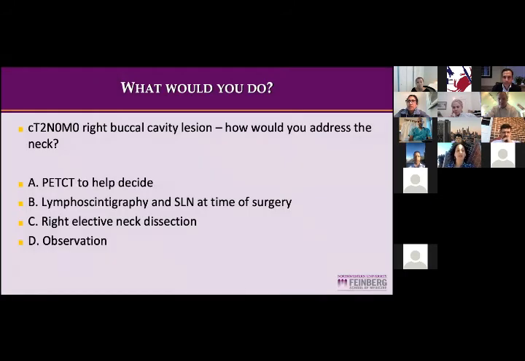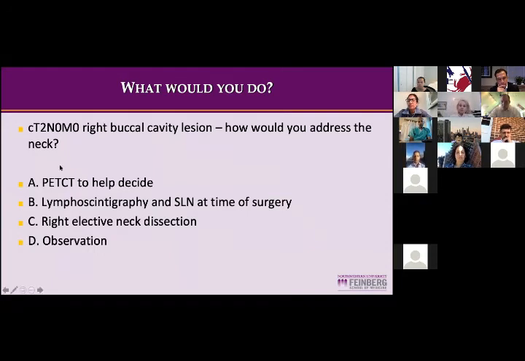So my first question to the group would be, if this patient came to you as presented, clinical T2 N0 M0 right buccal squamous cell carcinoma, how would you potentially evaluate the neck? We'll close the poll in 5 seconds. Closing now.